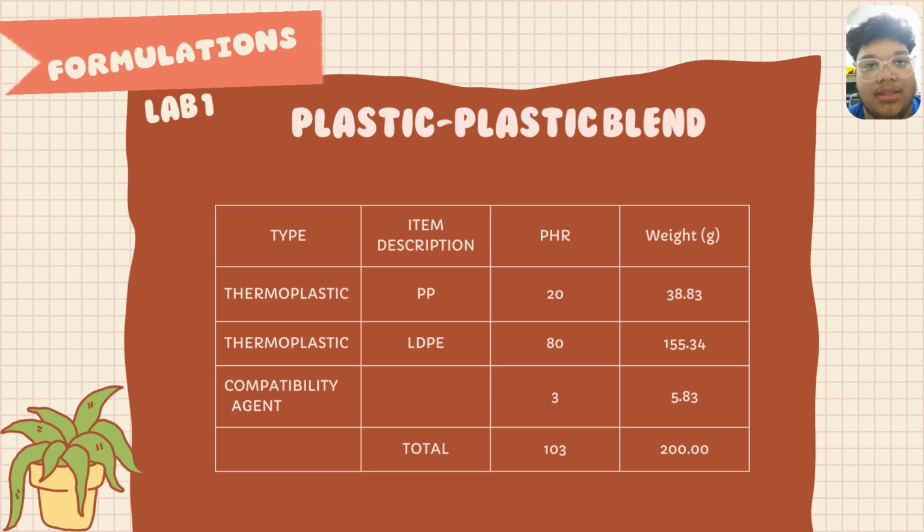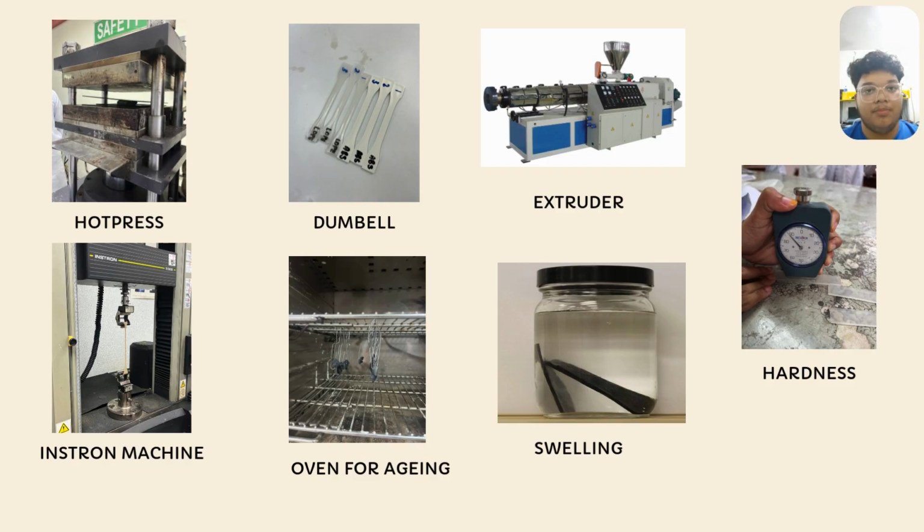The goal of this blend is to achieve a material that balances the flexibility of LDPE with the strength of PP, while ensuring good compatibility between the two components. In polymer testing and processing, we use a variety of specialized machines to evaluate the properties and performance of materials under different conditions. These machines help us understand how polymers will behave in real-world applications, ensuring they meet necessary standards for strength, durability, and chemical resistance. Today, I will walk you through the key equipment we use, explaining their role in the testing process and why they are essential.